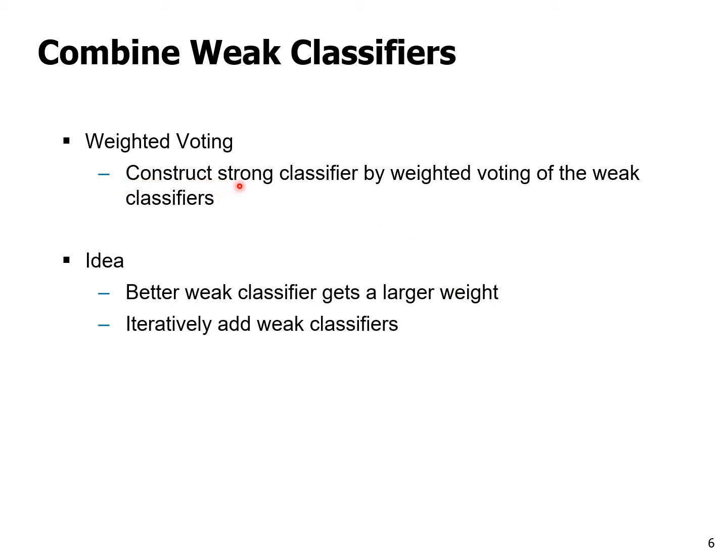So we construct a strong classifier by weighted voting of the weak classifiers. When you combine the predictions of weak classifiers, we use weighted voting. A better weak classifier gets a larger weight. So the weight value of each classifier actually means the importance of that classifier. If a certain weak classifier has high accuracy, then it has a high weight value.